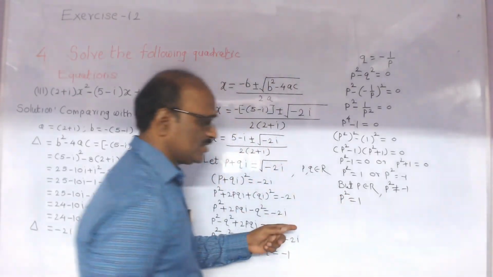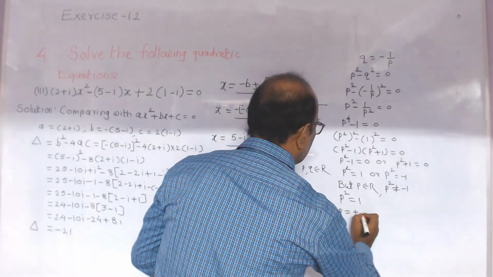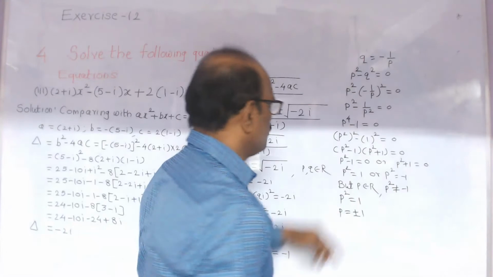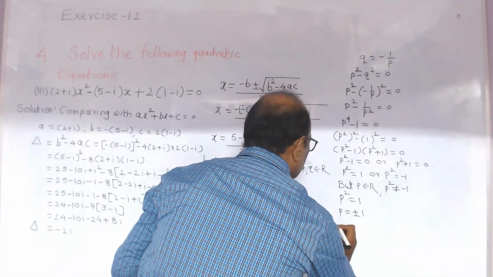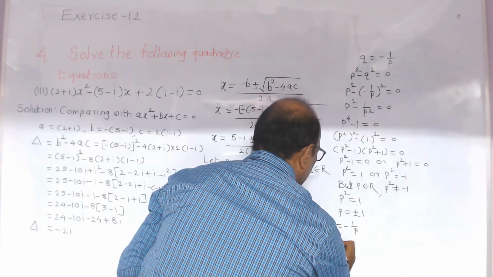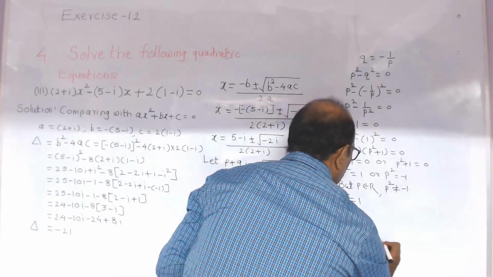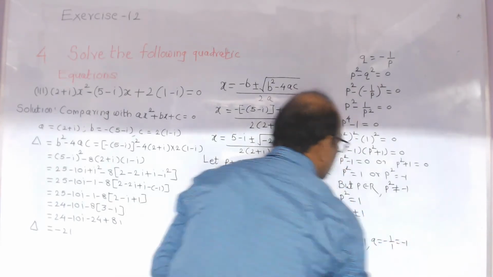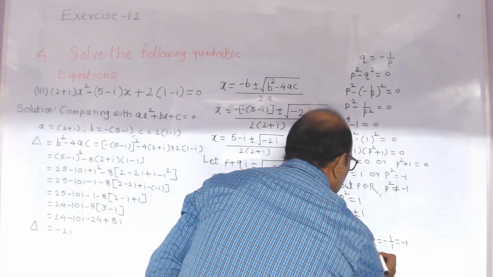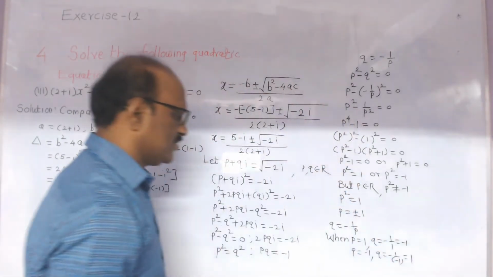Now we'll solve this, taking the square root on both sides. Then here you will get p equals plus or minus 1. Now we'll find out the value of q. What is q equal to? q is equal to minus 1 upon p. Therefore when p is equal to 1, then what about q? q is equal to minus 1 upon 1, and that is minus 1. And when p is equal to minus 1, q is equal to minus 1 upon minus 1, that's minus minus will become plus.